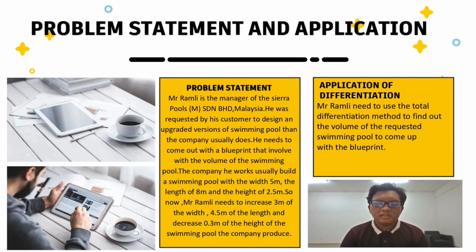For the problem statement, Mr. Ramli is the manager of Sierra Pools Amsterdam Berhad, Malaysia. He was requested by his customer to design an upgraded version of a swimming pool than the company usually does. He needs to come out with a blueprint that involves the volume of the swimming pool. The company he works for usually builds a swimming pool with a width of 5 meter, a length of 8 meter and a height of 2.5 meter. So now Mr. Ramli needs to increase 3 meter of the width, 4.5 meter of the length and decrease 0.3 meter of the height of the swimming pool the company produced.